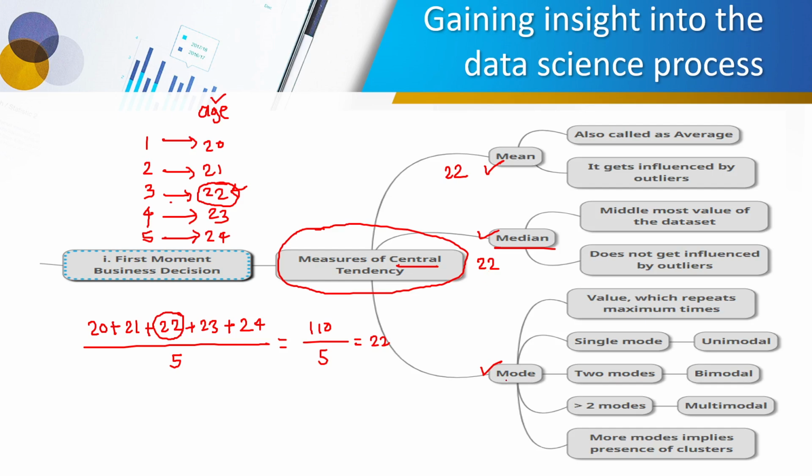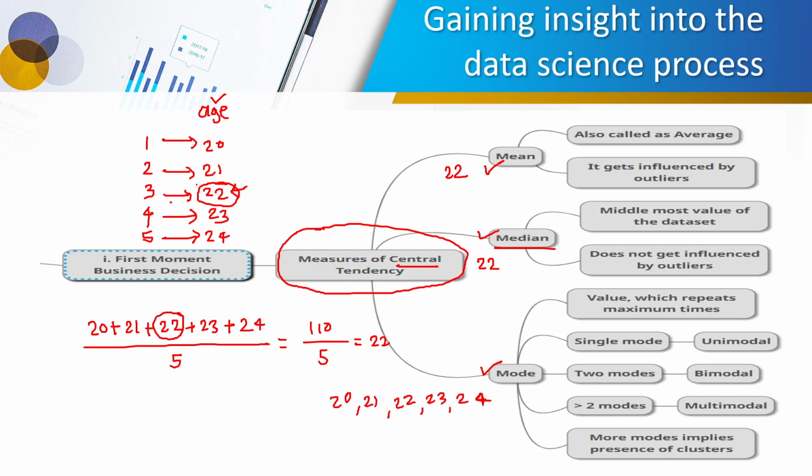Now the third parameter is the mode. Mode defines the term which comes the maximum number of times in your data set. Now if you see, all the terms are unique: 20 is a different value, 21 is different, 22 is different, 23 and 24. So the mode for this is all 5 values, 20, 21, 22, 23 and 24. This is the mode available for this example.